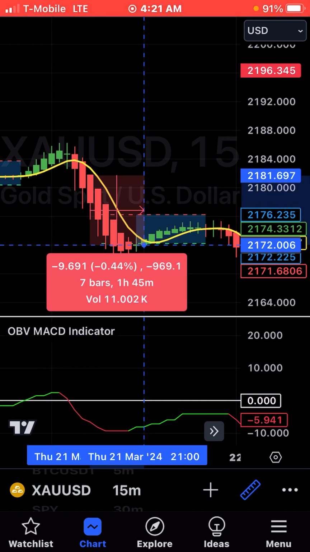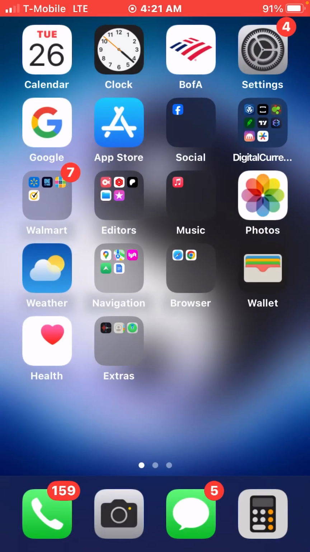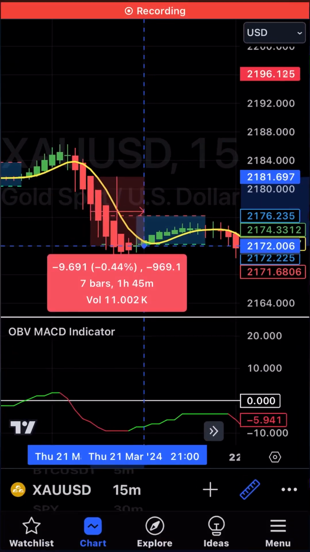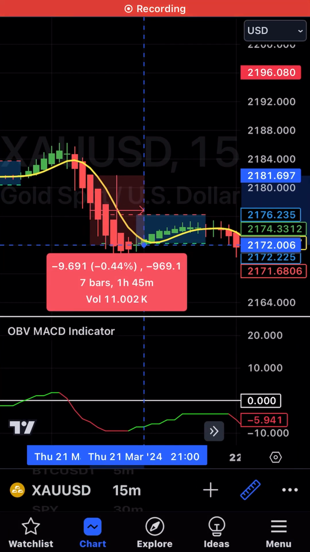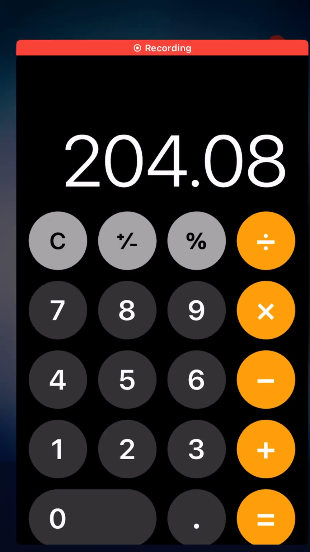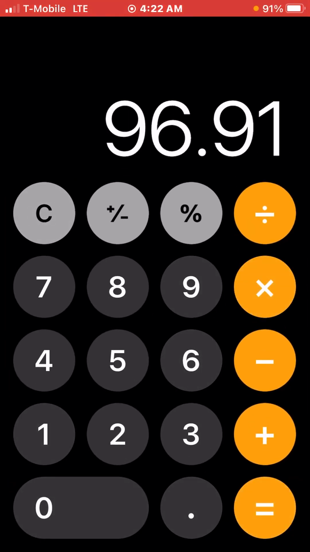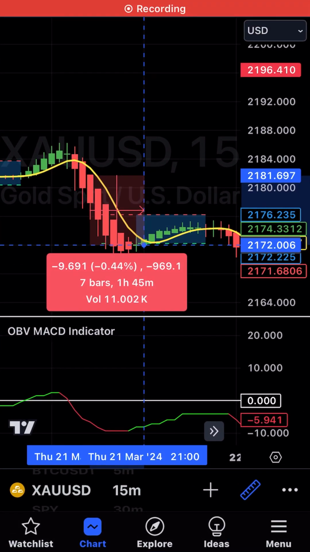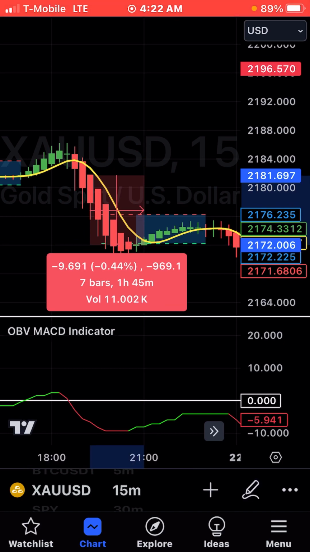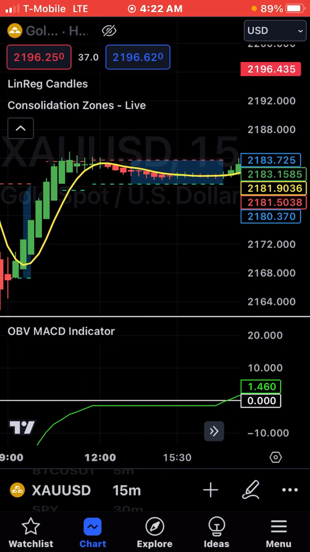This is a 9,691 pip move. So this is $96. This is $100. So this formula here, if you can keep doing this 5 days a week, this is a $100 a day formula. So a bunch of consolidation.